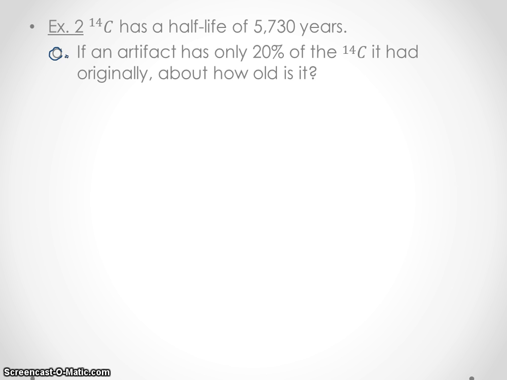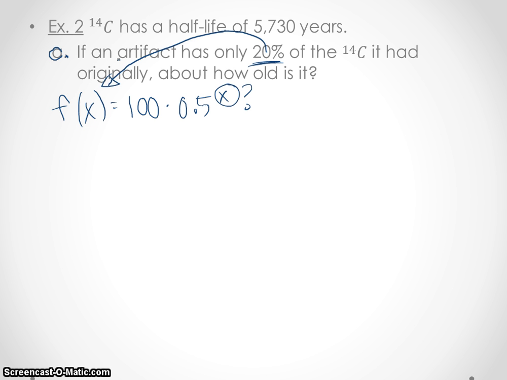So same deal here. We're dealing with C14, and it has a half-life of 5,730 years. It says, if an artifact has only 20% of the C14 it had originally, about how old is it? So remembering our formula from before, we had f of x equals 100 times 0.5 to the x power, where 0.5 is for the half-life. Now this is saying it's got 20% left. How old is it? So we want to find out how long it took to get to that 20%, meaning that 20% is going to go in for f of x. So we have 20 equals 100 times 0.5 to the x power.